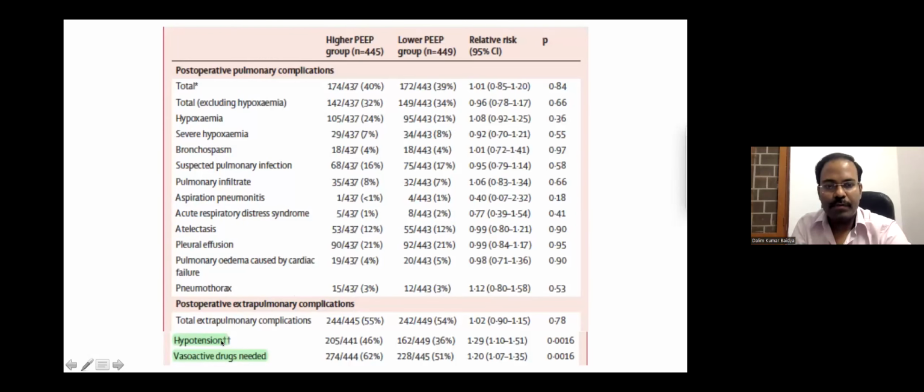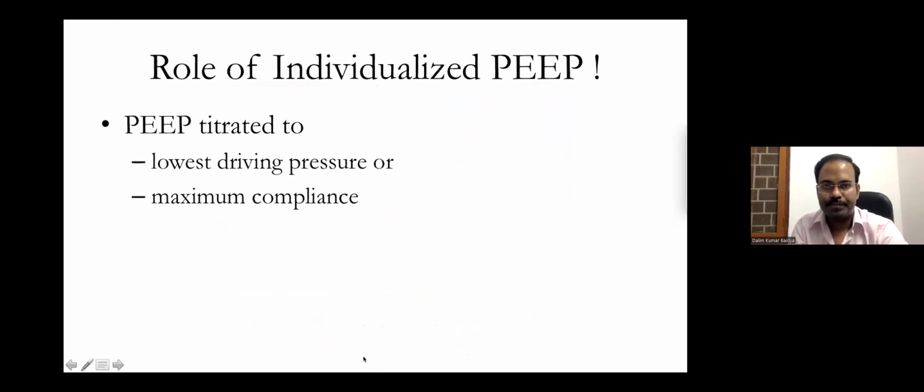Whereas in the high PEEP group, there was significantly higher incidence of hypotension and use of vasopressor drugs. So this study clearly shows that such a high, arbitrarily high PEEP in all patients is not beneficial. So PEEP as high as 12 centimeter of water should not be used. So from there the question comes, how much PEEP should we use? That we really do not know.